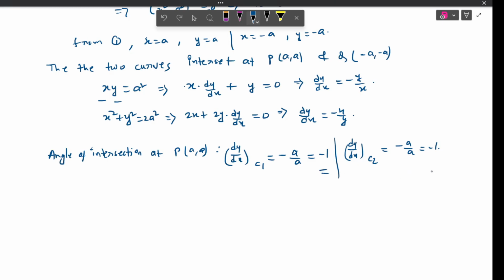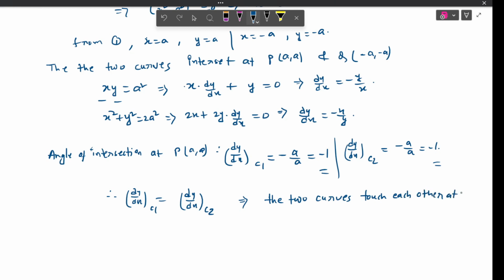So you can clearly see that the slopes are equal. So dy by dx at C1 is equals to dy by dx at C2. So you can say this implies the two curves touch each other at P. Okay.